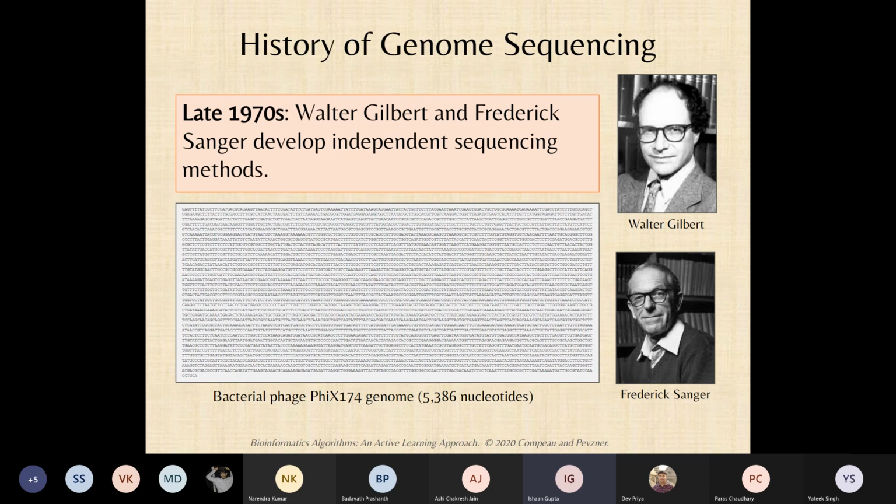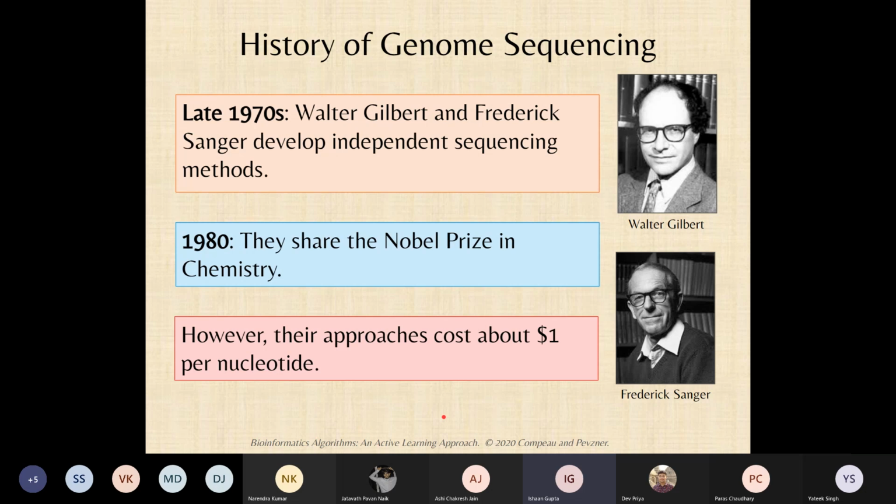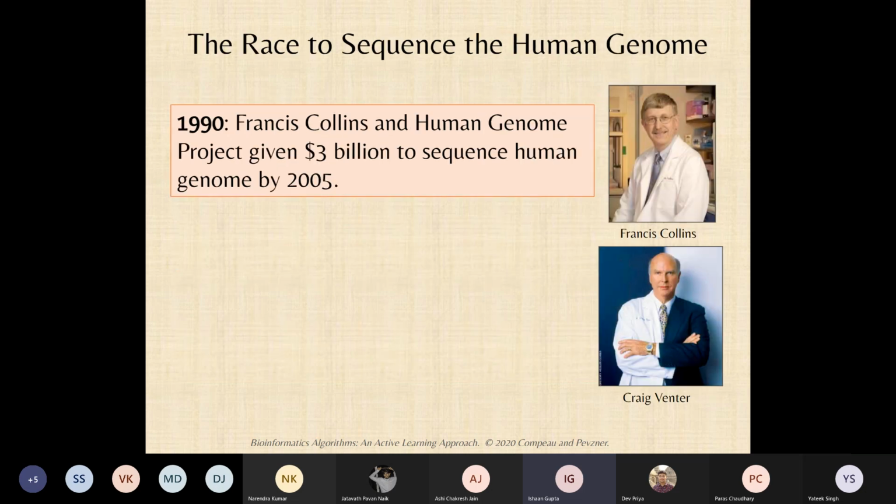All right, so the history of genome sequencing we've already talked about in the last module. It was developed by Walter Gilbert and Frederick Sanger, and then later on, due to lots of technological innovations, it was made into a high throughput method. The first genome that they sequenced was the phage genome, a bacteriophage genome, which was about 5,000 nucleotides big. They shared a Nobel Prize in 1980, but their approach was quite expensive because it cost about $1 per nucleotide.